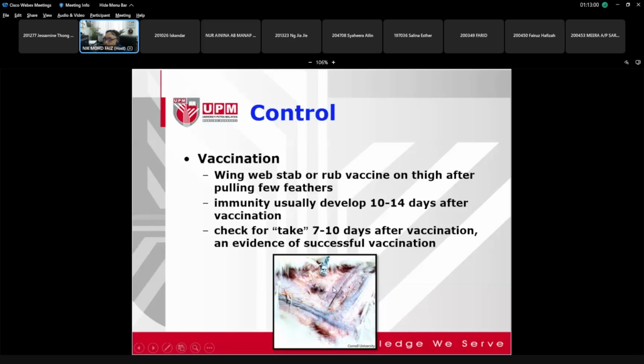Ataupun kalau dalam turkey, kita guna scratch. Kita tak guna wing web. Kita ambil benda tu sama je. Lepas tu dia lukakan peha dia. Scratchkan kat peha dia. Lukakan dengan virus tu. Okay. And then your immunity usually develops 10 to 14 days after the vaccination. And then for vaccine pox, selalunya kita akan check for takes. Selalunya dia akan tumbuh pox lesion dekat situ. And evidence of successful vaccination.